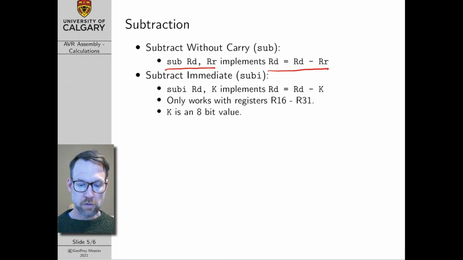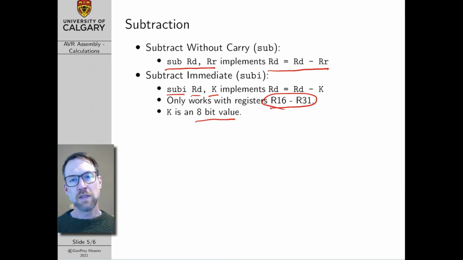And so you can just specify an 8-bit value and just go subtract immediate, give a register, give an 8-bit value, and this particular command only works with registers 16 through 31. So I think it was designed with an eye towards the XYZ register pair, but it works with all registers 16 and higher.